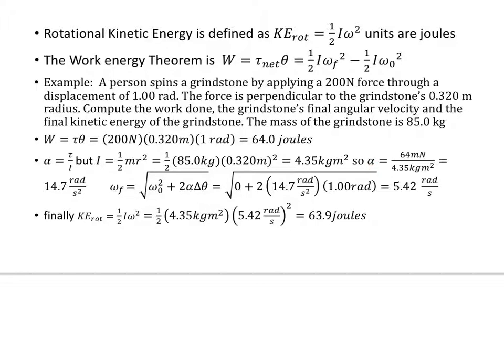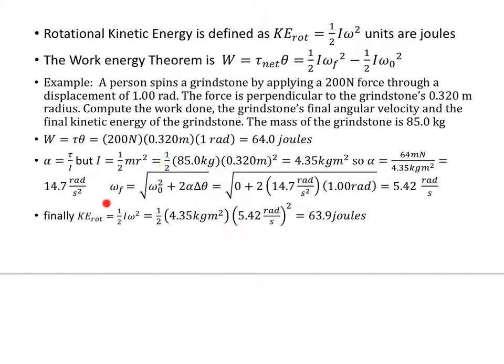So now the angular acceleration is the torque, and we get that from the 200 newtons force and the 0.32 meter radius, so that gives us that torque. And of course, I, we just computed over here, was 4.35 kilogram square meters. So that gives us 14.7 radians per second squared. That's the angular acceleration. So now we go back to our kinematics formulas.